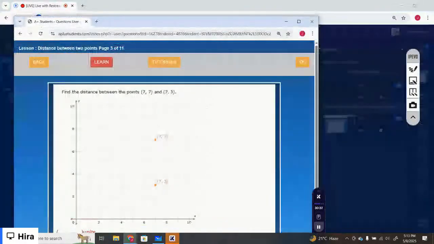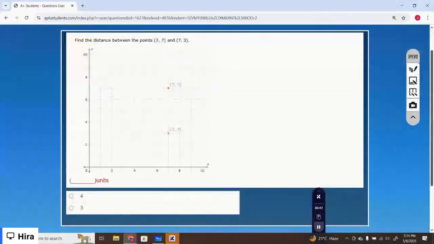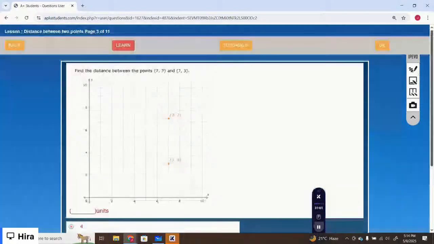Find the distance between the points 7, 7 and 7, 3. So 7 minus 3 is 4. Option number 1 is the correct option. That is 4.